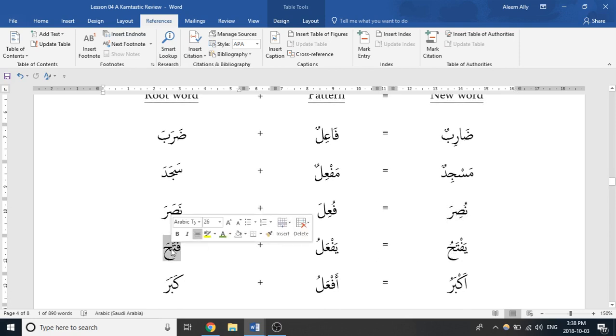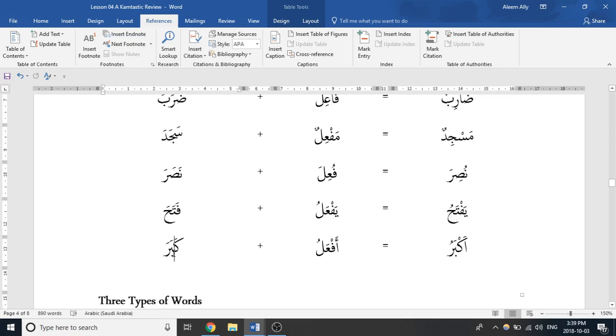Next up we have fataha, which means he opened. When we put it on the pattern of yaf'alu, it takes it out of the past tense and puts it into the present tense. So now it becomes he opens, right? We turn from he opened into he opens. Next up we have kabara, which means to be big, right? When we put it on the pattern of af'alu, which is used to make something its most grandest form, we get the word akbar, which means greatest. Allahu Akbar. Allah is the greatest, right?